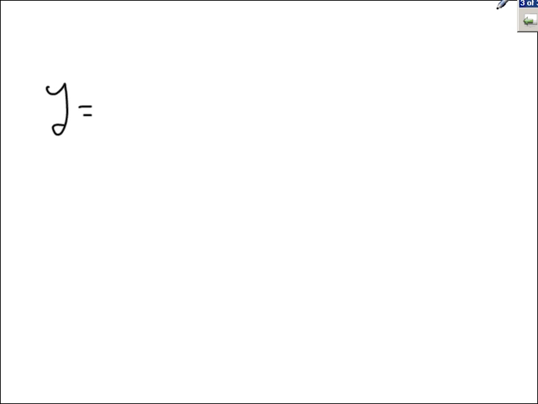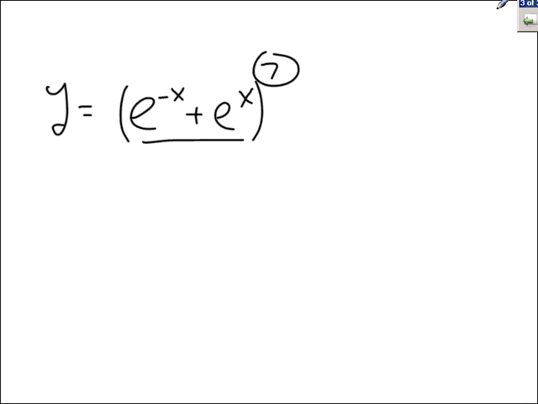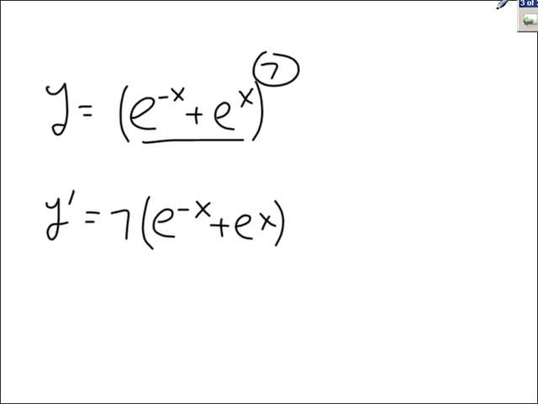If I told you that y was e to the negative x plus e to the x to the 7th power. Well, this is a function to a power. We use a general power rule. We keep the function the same, and we play games with the power. We bring down the power, we make the new power 1 less. And then do not forget to take the derivative of what's inside.